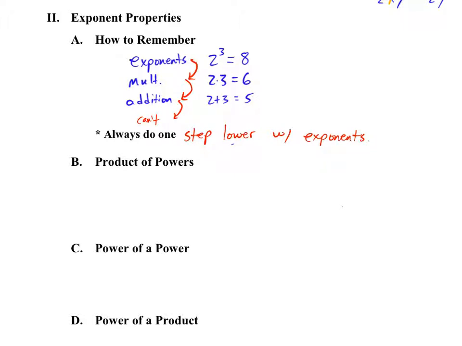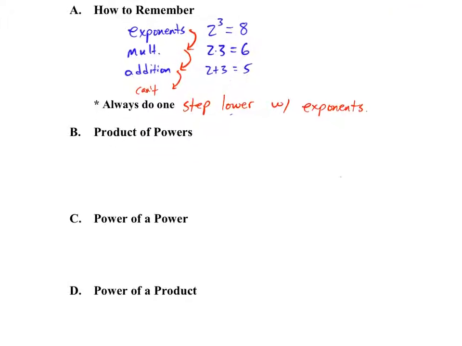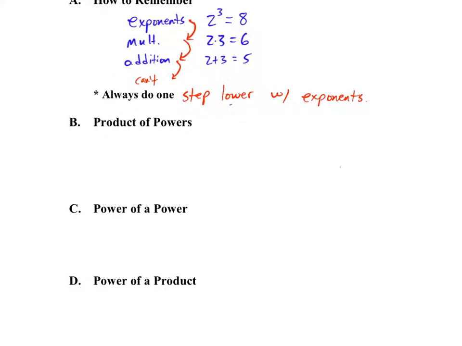Okay. So these names, product of powers, power of a power, I could care less if you know those names. They might come in handy a little bit in geometry if you need to do proofs, but I wouldn't worry about the names if I were you. But a product of powers, product means multiplication, right? Yeah.